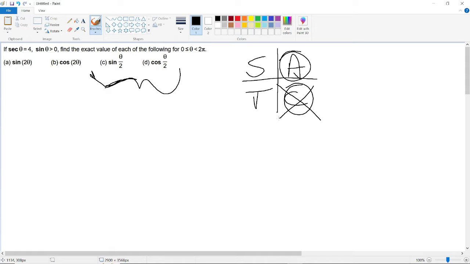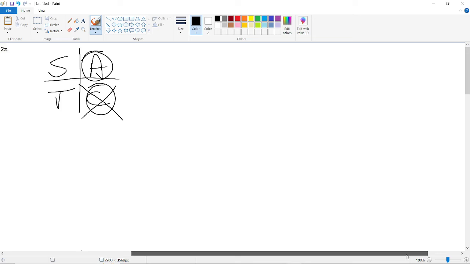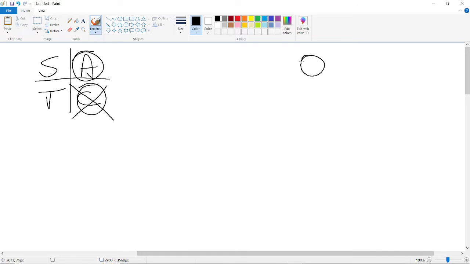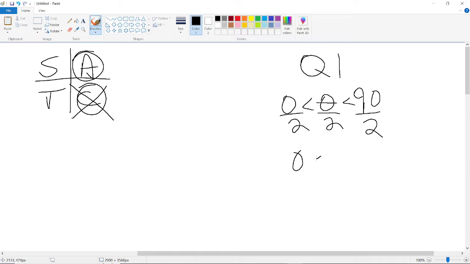All right, let's just find our signs for the half angles right away, and then we'll do everything else we have to do. I will do this a little bit over here. If our original angle is in quadrant 1, that means that 0 is less than theta is less than 90. And we want to find where the half angle would be. So 0 is less than theta over 2 is less than 45. So that's still in quadrant 1.